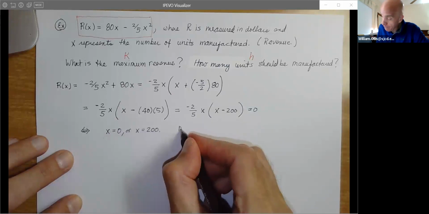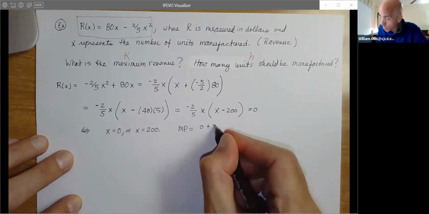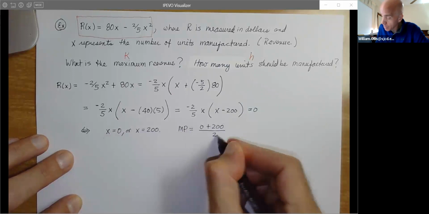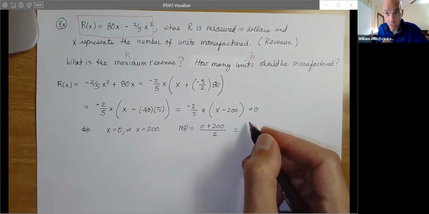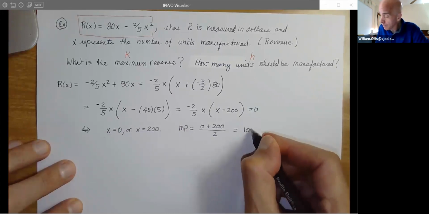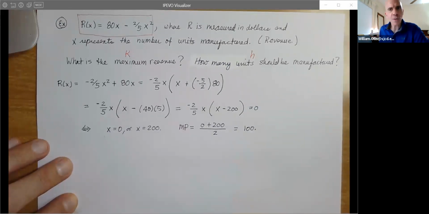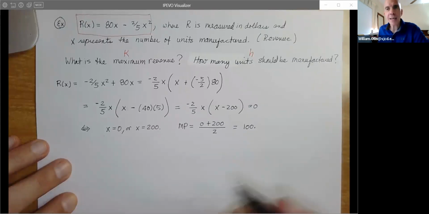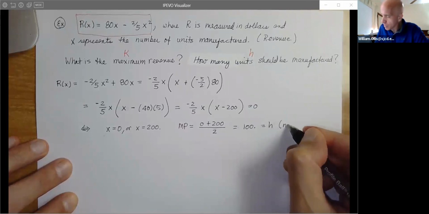So the midpoint will just be 0 plus 200. Remember, we take the average of the intercepts, divided by 2. The midpoint's getting some use in this class, especially when we're doing the symmetric intervals with the conjunction. This is 100. Now, you're thinking, well, Professor Ron, this does the problem backwards. Since we didn't complete the square, we're getting the H first. So this is the H. So that's the number of units.